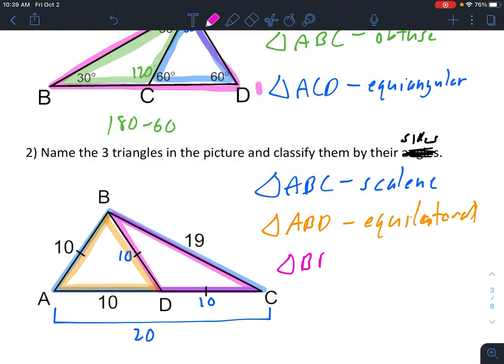Triangle BDC, we have 10, 10, and 19. Two of them are the same, so this is called an isosceles triangle.